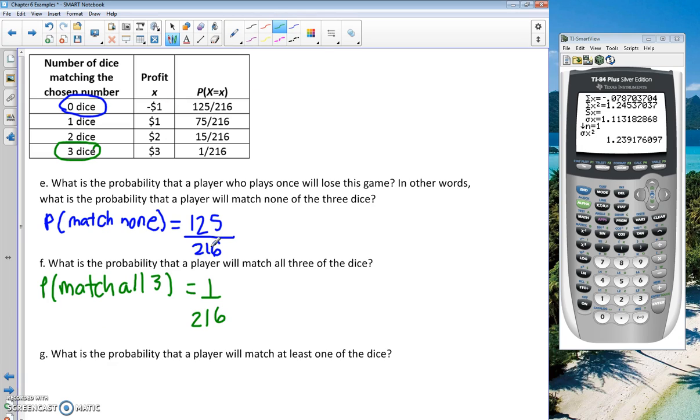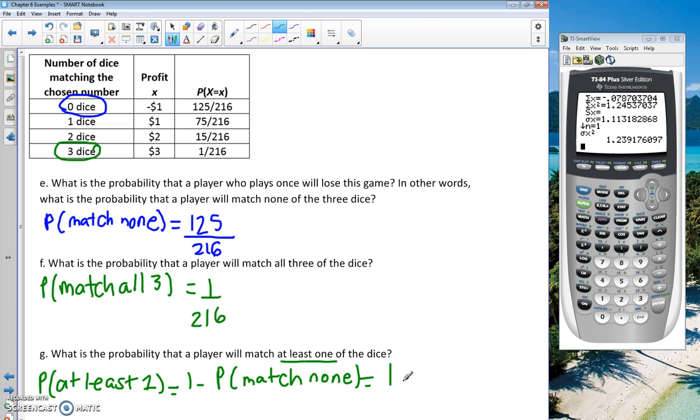And then G, we want to know what's the probability that they will match at least one. So that's going back to the previous sections there. Remember that at least probability: at least one, so again, it's 1 minus the opposite. In this case, the opposite of matching at least one is matching none there. So that should be 1 minus 125 over 216. So we are looking there at 91 out of 216 as our probability that they will match at least one of those.